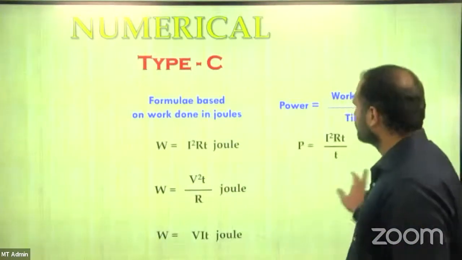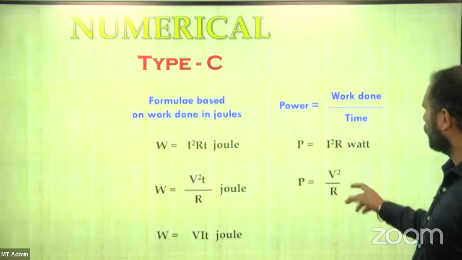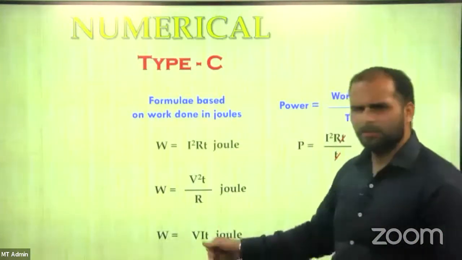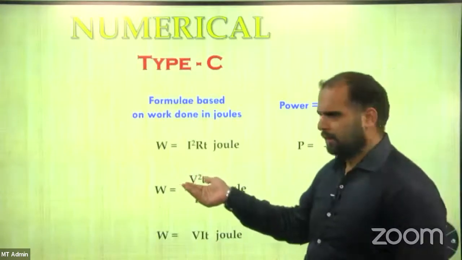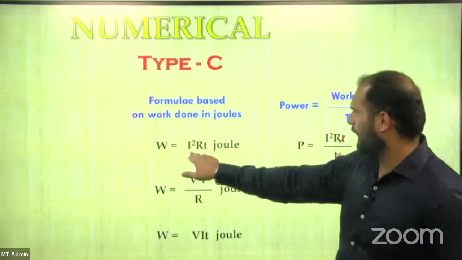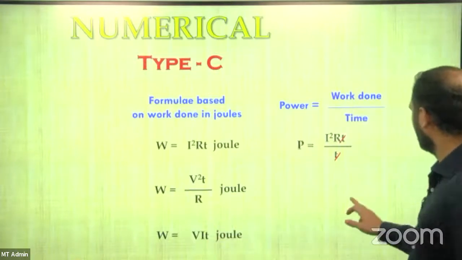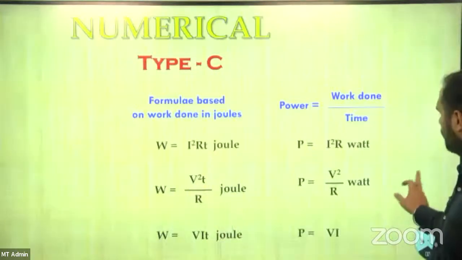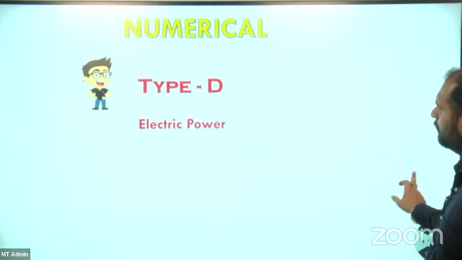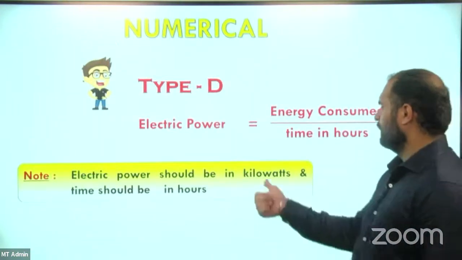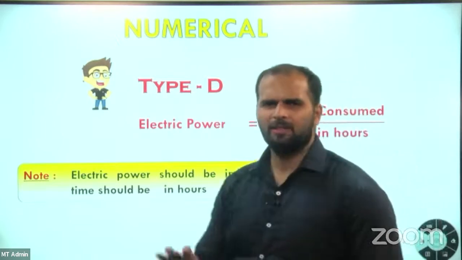Power is your work done upon time, right? So basically, you remove time from each of the formulas, you will get the formula of power. Am I clear? The power in this case will be I square R, in this one it will be V square by R, in this it will be V into I. And the electric power is energy upon the time, right? Electric power should be in kilowatts and time should be in hours. It's a standard unit.